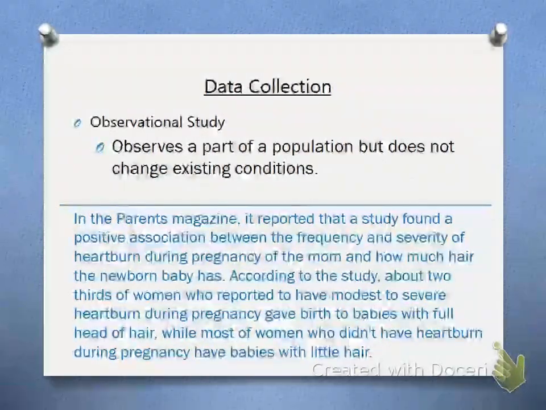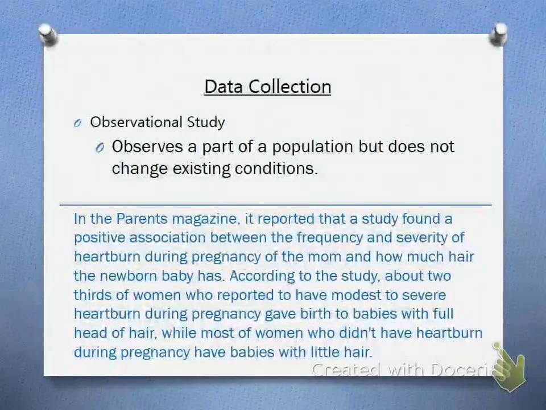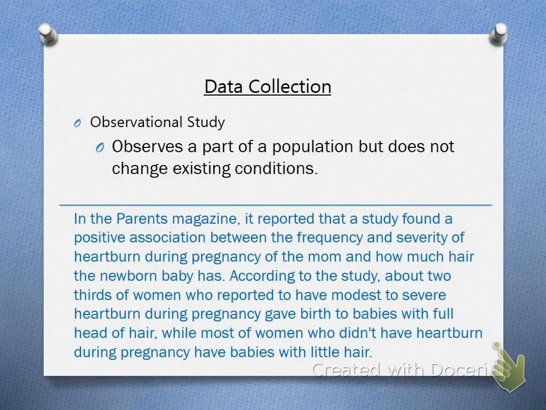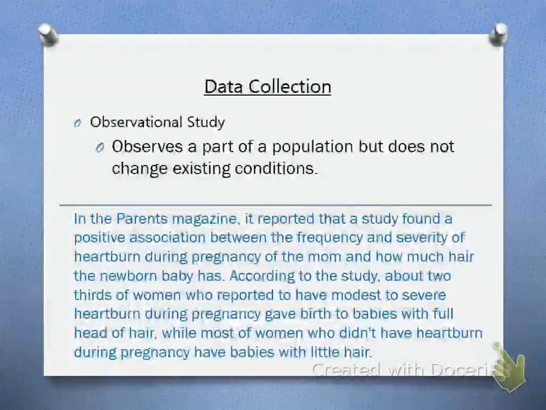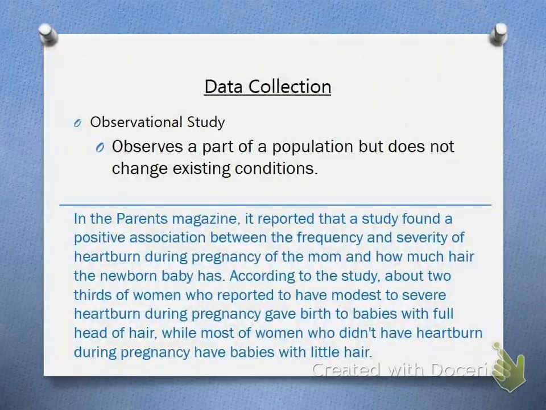According to the study, about 2/3 of women who reported to have modest to severe heartburn during pregnancy gave birth to babies with full heads of hair, while most of women who didn't have heartburn during pregnancy have babies with little hair. That's an observational study, right? We didn't make these mothers, or Parents Magazine didn't make these mothers have heartburn and see if their kids end up with hair. At the same time, they also didn't go in and give the babies hair while they were in the womb to see if mom was going to develop heartburn or not. So they weren't changing any of the conditions of our population. We were just observing and seeing what happened, right?